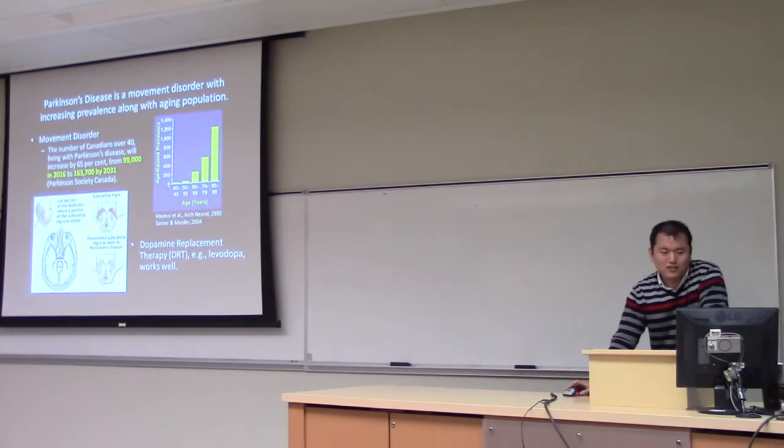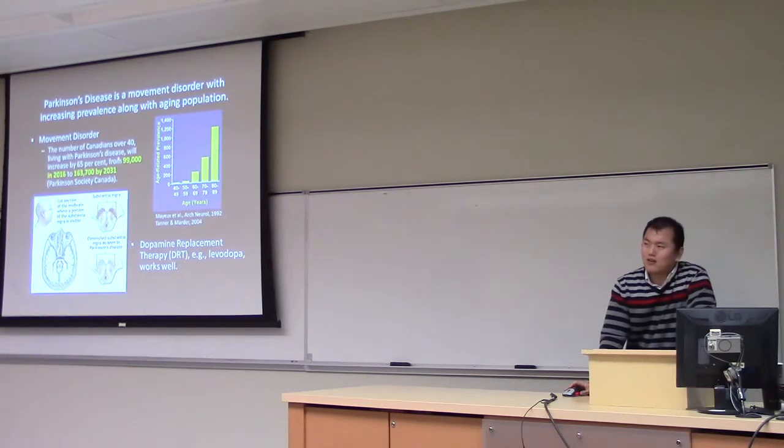dopaminergic cell degeneration in the substantia nigra in the brain. So the number of patients is estimated about 100,000, and it's increasing very rapidly in Canada. This 100,000 is only Canadians.